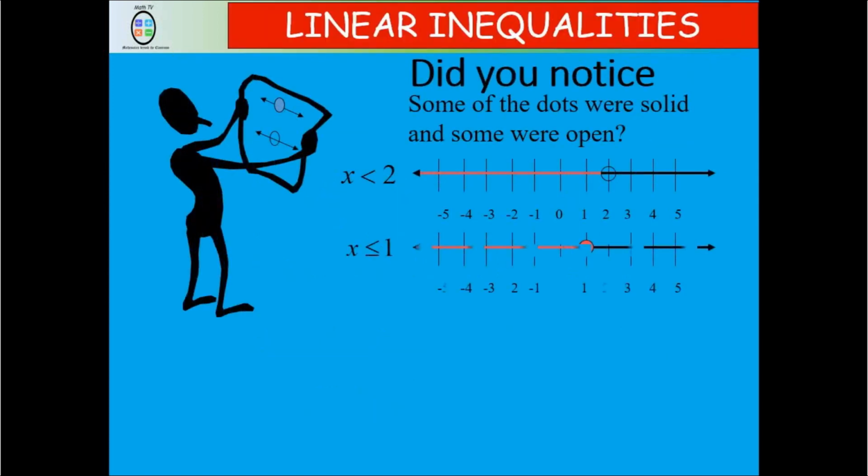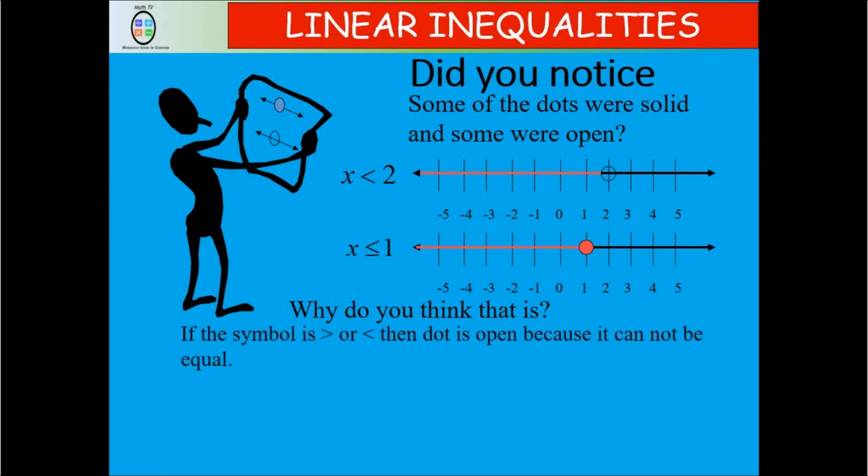Now, did you notice anything from the solutions? Just to bring up two: one was open and one was closed. Look at the one that was open, and look at the one that was closed. If the symbol is greater than or less than, then the dot is open because it is not equal to that. That's what we should take away from this.